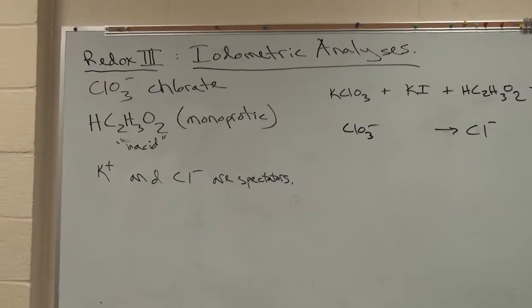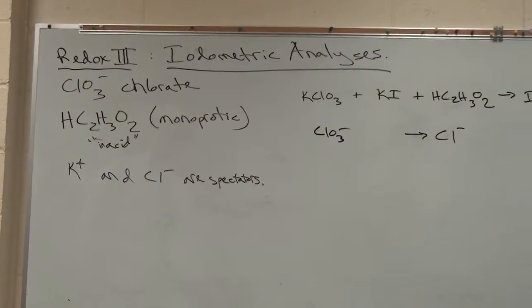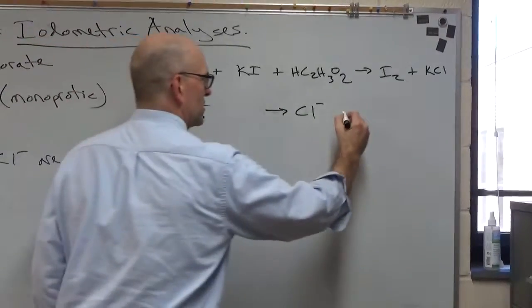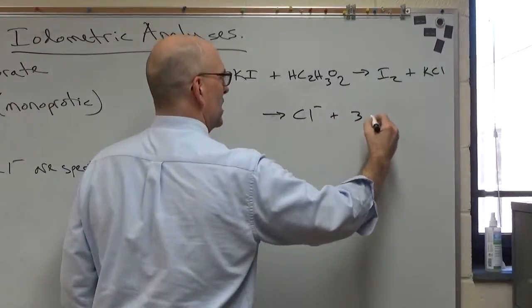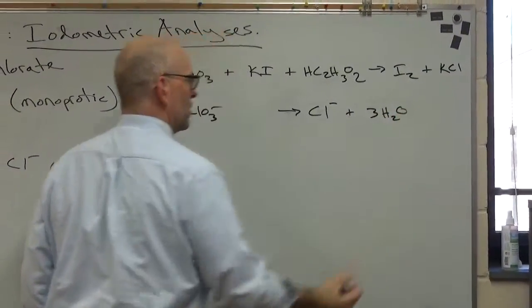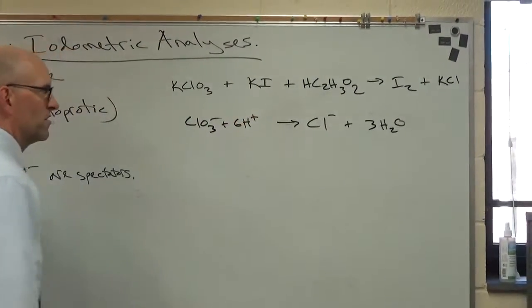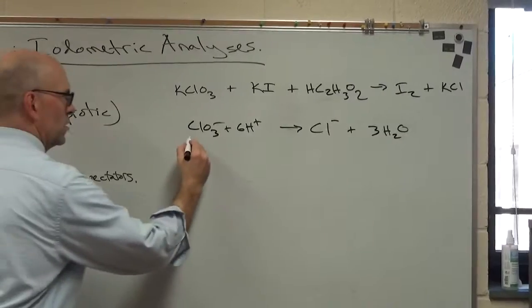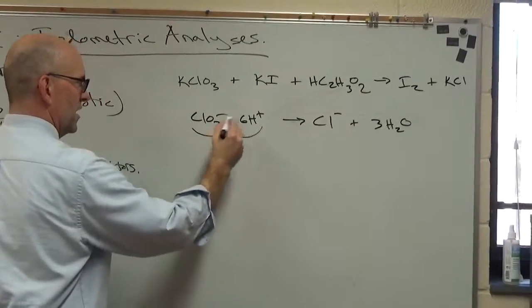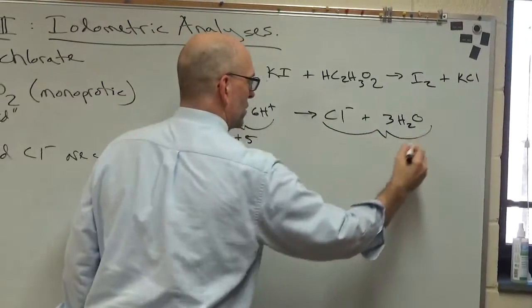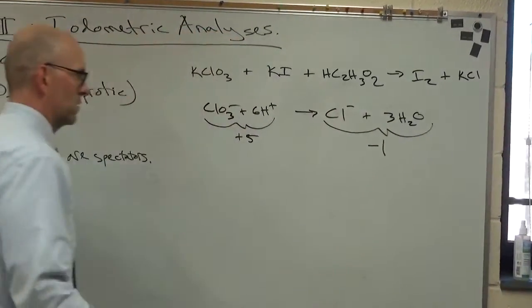Because we know the spectators aren't reacting, we'll put them back in at the end. All right, let's see. So the chloride's balanced, so we have to put 3 waters over here, and then 6 protons there. Total charge on this side is positive 5. Total charge over here is negative 1.